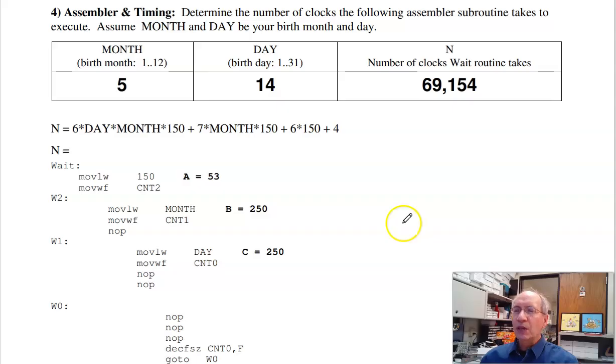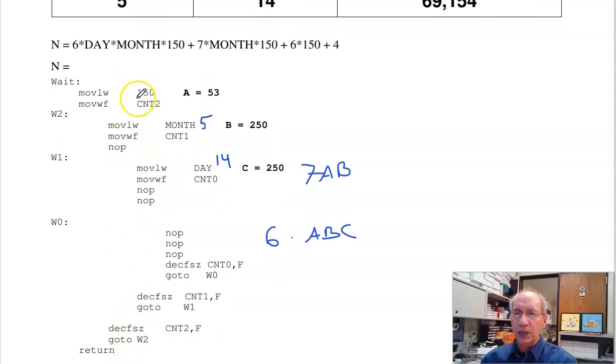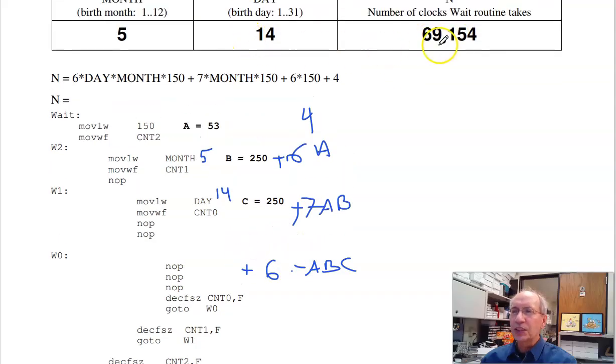Problem 4, how long does this code take to execute, where this is your birth month and your birth date? So the number of clocks will be 1, 2, 3, 4, 5, 6 times A times B times C. This section is 1, 2, 3, 4, 5, 6, gives you 7 times AB. This section is 1, 2, 3, 4, 5, plus 1, 6 times A, 1, 2, 3, plus 4. So add all these up, that's the total number of clocks. And that gives you 69,154 for this combination.